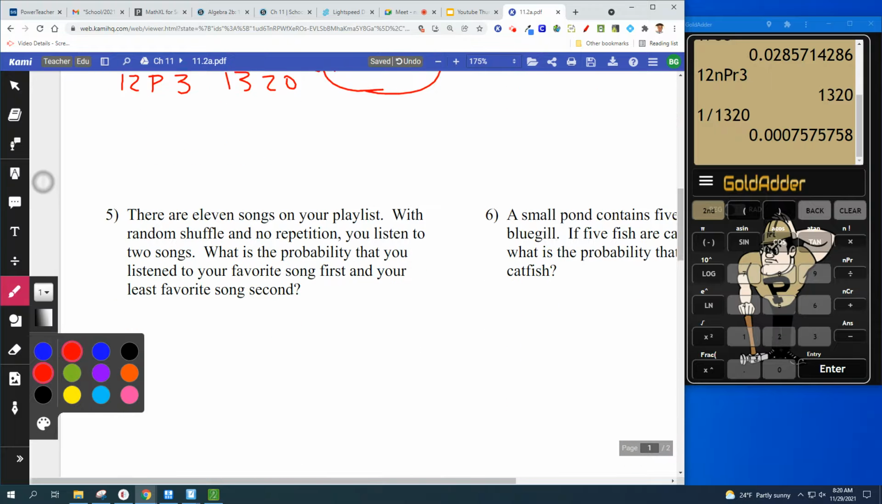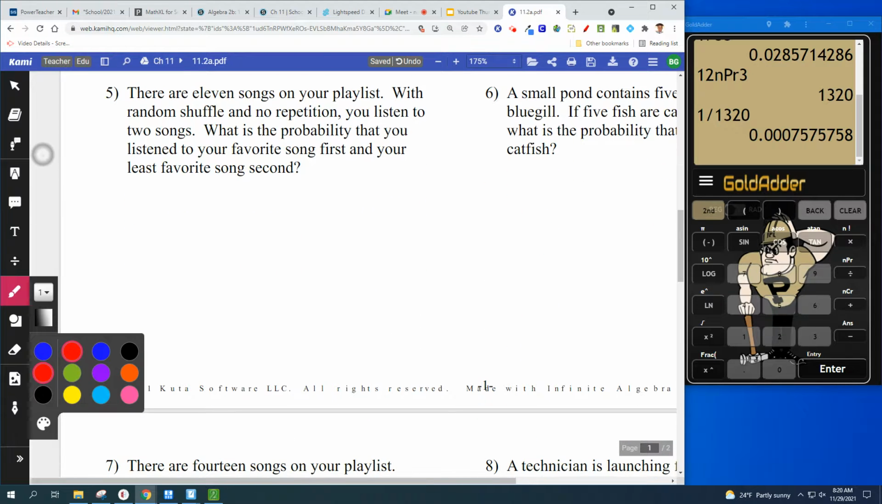Okay. So you can kind of see how this is going. Number 5, there are 11 songs on your playlist. With random shuffle and no repetition, you listen to 2 songs. What's the probability that you listen to your favorite song first and your least favorite song second?